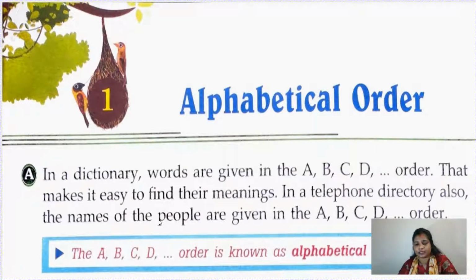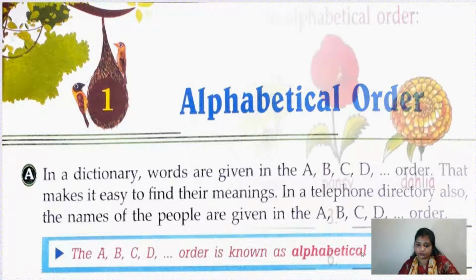Now see children, let us come to the book. Chapter 1, alphabetical order. In a dictionary, words are given in the A, B, C, D order. That makes it easy to find their meanings. In a telephone directory also, the names of the people are given in the A, B, C, D order. So the A, B, C, D order is known as alphabetical order.